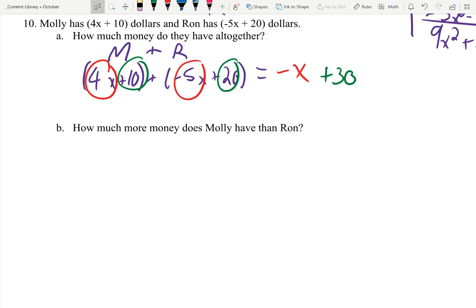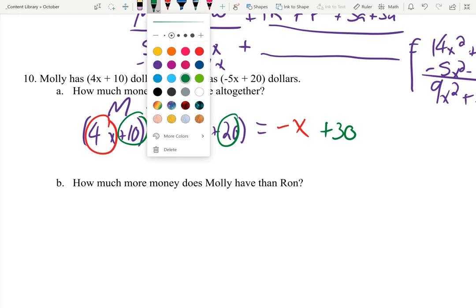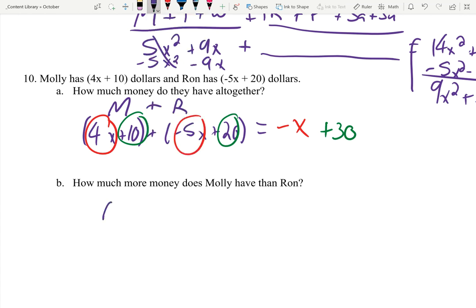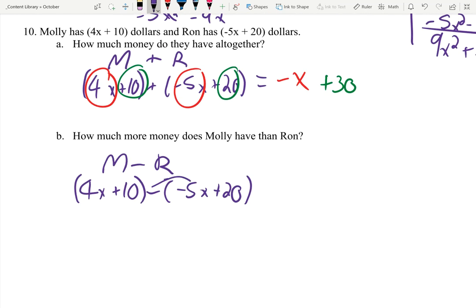How much more money does Molly have than Ron? So in order to find out how much more money she has, you'd have to take the difference between the two. You'd have to subtract them. Molly minus Ron is how much extra money Molly has compared to Ron. So Molly's was 4x plus 10. And we're subtracting Ron's, which is negative 5x plus 20. And because of that, I'm going to distribute this minus sign. So that's going to become a plus 5x minus 20. That just makes it easier to combine now.